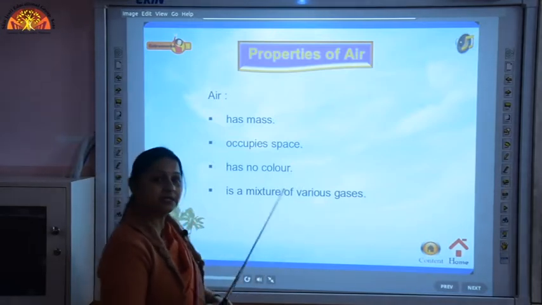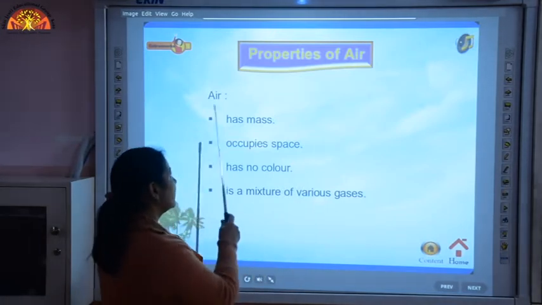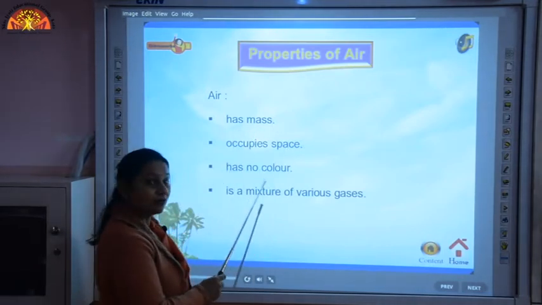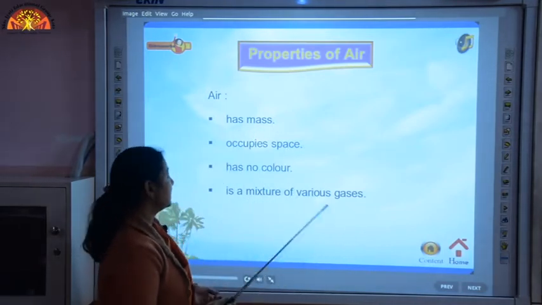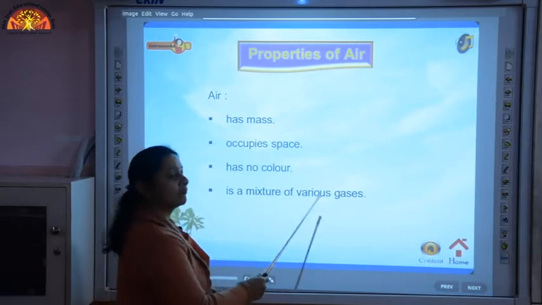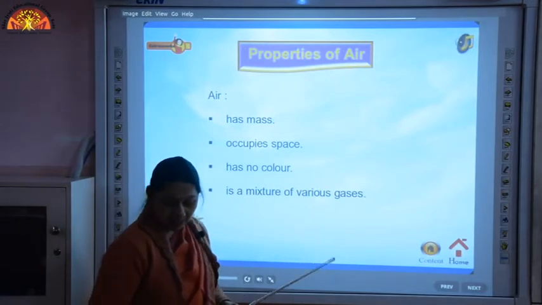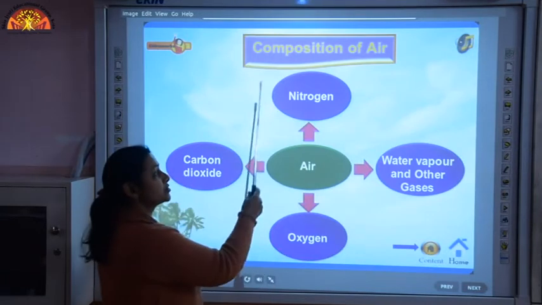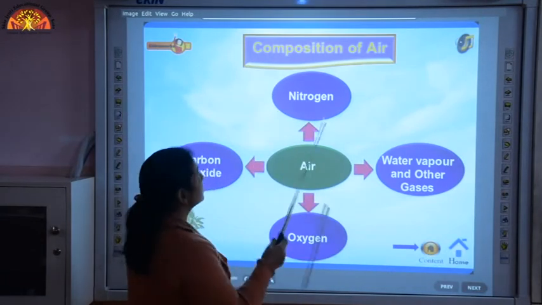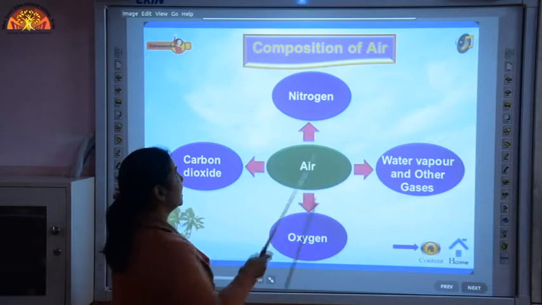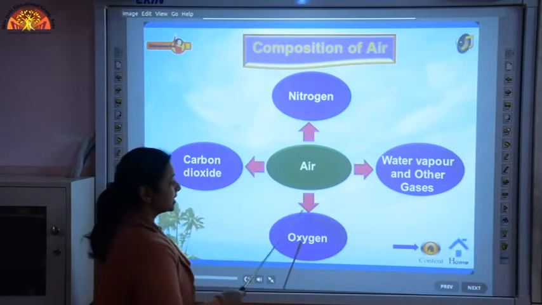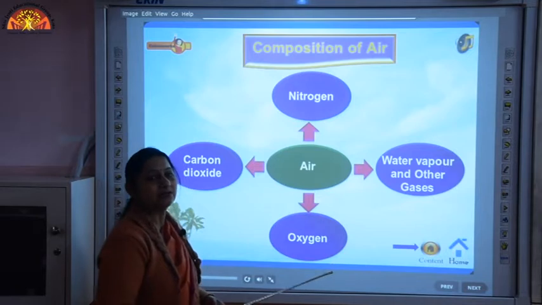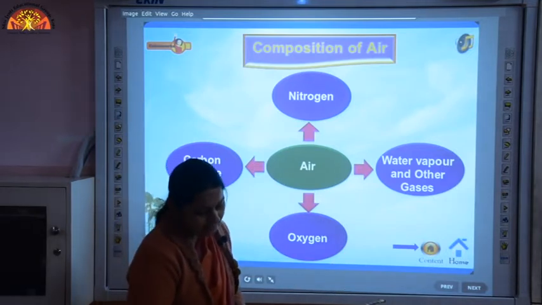Now, what are the properties of air? Air has mass, it occupies space, it has no color, so we are not able to see it, and it is a mixture of various gases. And what are the gases which are present in the air? We have the composition of air, where the various gases which are present in the air are nitrogen, carbon dioxide, oxygen, water vapors, and many other gases including helium, argon and krypton.